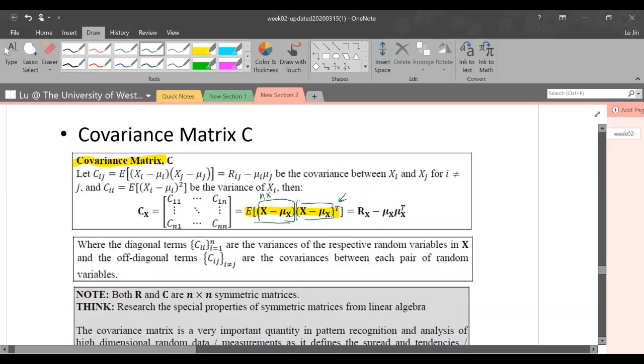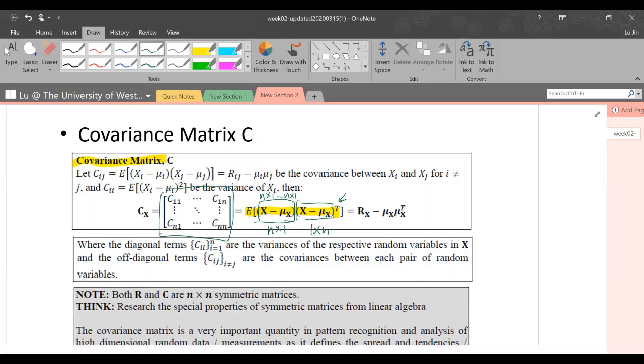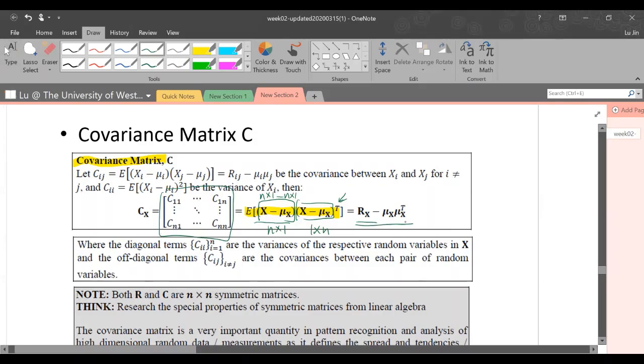X is n by 1 vector. Mu x is n by 1. So n by 1 minus n by 1, so this part is also n by 1 matrix. And the transpose of this vector is 1 by n. N by 1 times 1 by n is n by n matrix. So it's why we have the n by n covariance matrix. Okay, this is how we calculate this in here. But this calculation can be easily connected to the correlation matrix Rx. Very simple mathematical step from here to here. So I am not going to go through that. Very simple. I leave that to you.